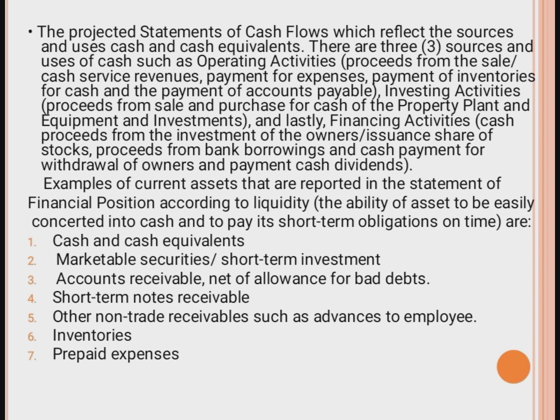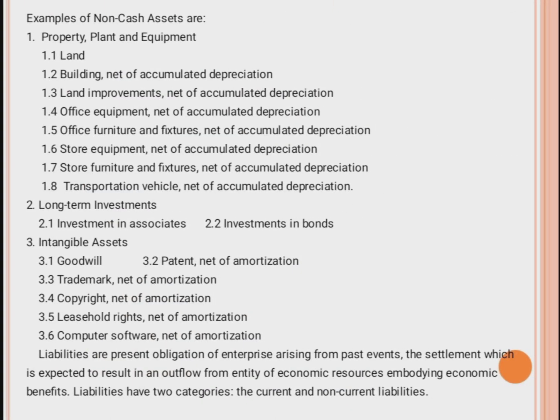Examples of current assets that are reported in the statement of financial position according to liquidity, the ability of an asset to be easily converted into cash and to pay its short-term obligations on time, are: number 1, cash and cash equivalents; number 2, marketable securities or short-term investments; number 3, accounts receivable, net of allowance for bad debts; 4, short-term notes receivable; 5, other non-trade receivables such as advance to employee; number 6, inventories; number 7, prepaid expenses.